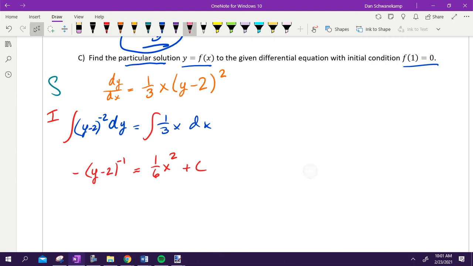Then we're solving for c. We take 1, 0, we plug it in. So I'm taking 1, plugging it in for x. We're taking 0, plugging it in for y. 0 minus 2 is negative 2. What is the negative 1 power going to do to my negative 2? It's 1 over. It's 1 over negative 2. And then I have a negative sign. So this is 1/2 equals 1/6 plus c.